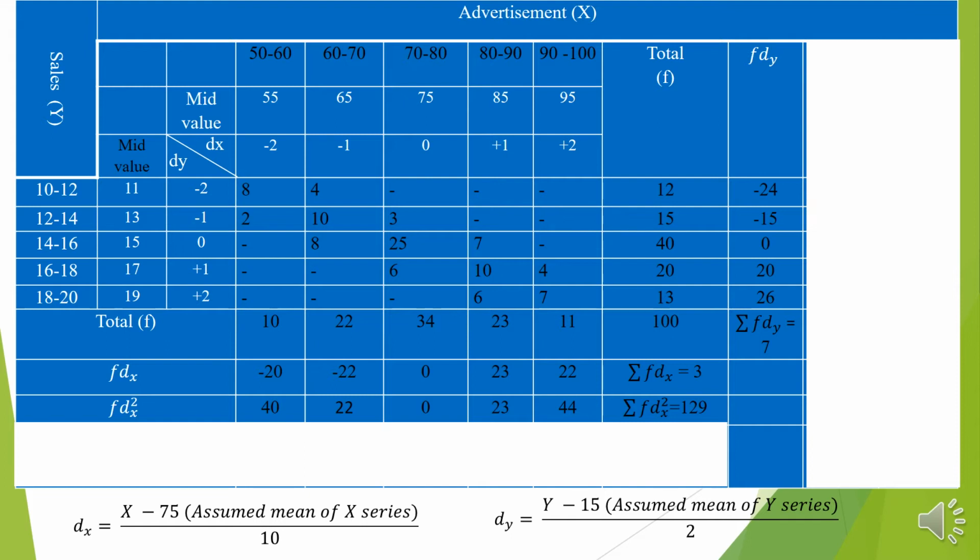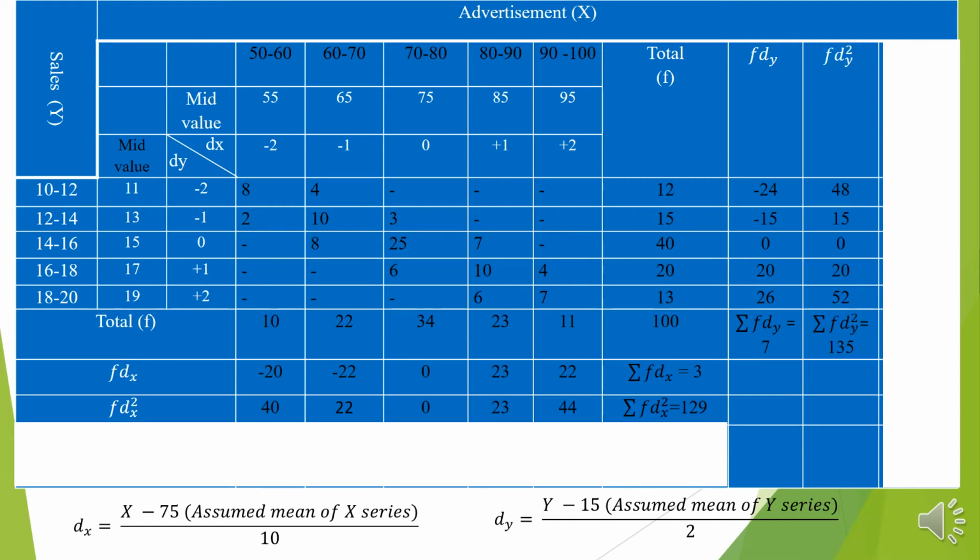Okay, fine. So now let us calculate f dy square. So this is f dy square. So how do I do it? 2 square into 12, 4 into 12, 48, and then 15 into 1 square, 15, 40 into 0 square, 0, 20 into 1 square, 20, 13 into 2 square, so it is 52, 4 into 13. Yes, okay, now we got this.